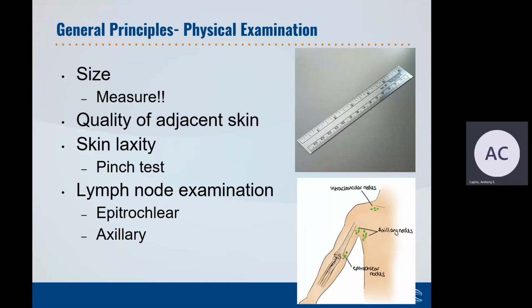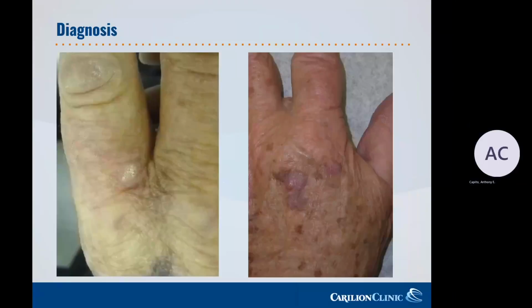There is very low risk of metastasis with a basal cell, but you still want to be in a good habit of examining the epitrochlear nodes, which are right around the medial elbow, as well as the axillary lymph node basin. If there are any abnormal lymph nodes, this may require additional testing with an FNA under ultrasound guidance that our interventional radiology department can do. So please do a lymph node exam when you're examining these patients.